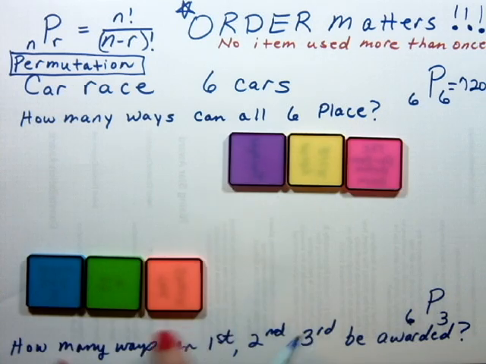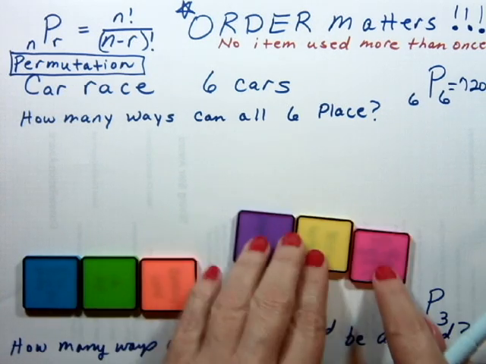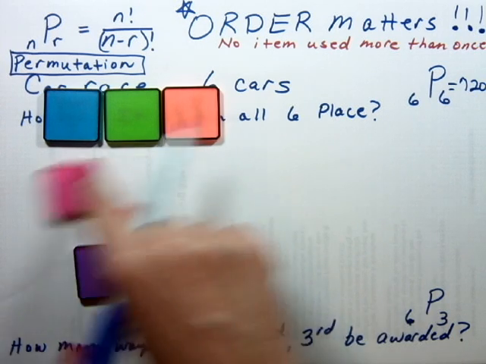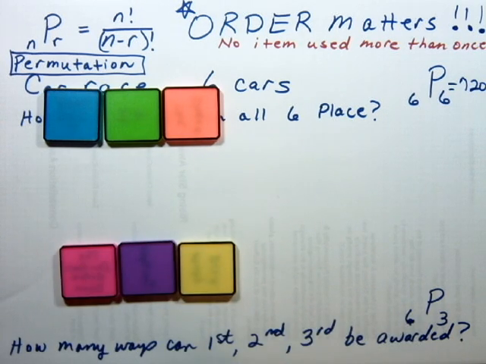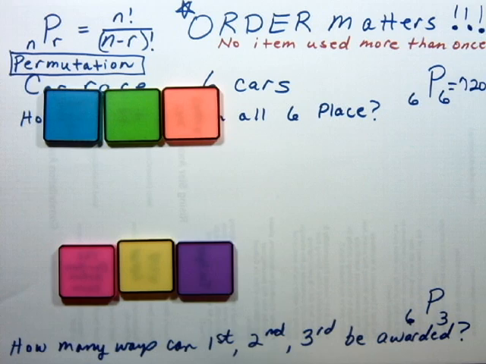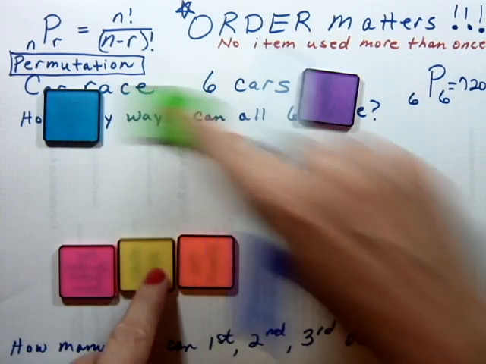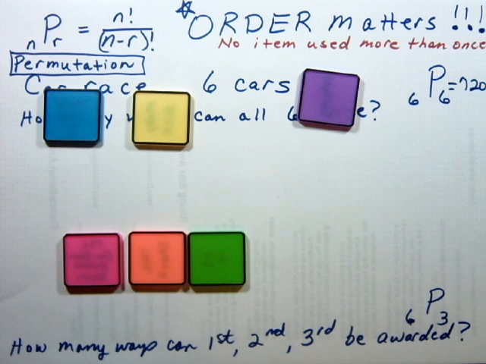There's one way. There's another way. It could be these 3 cars. It could be the pink and then the purple and the yellow. It could be the pink and then the yellow and the purple. It could be the pink, yellow, and orange. Do you see what I mean, that there are going to be a lot of these? So how do I find out how many? I'll do the permutation of 6 things taken 3 at a time.